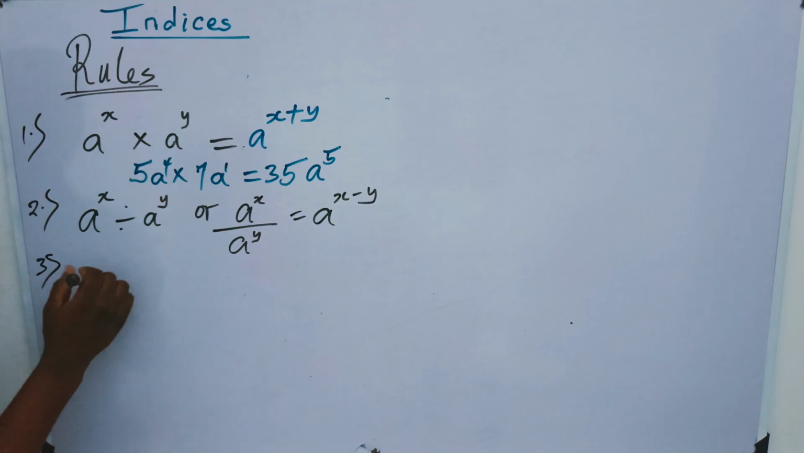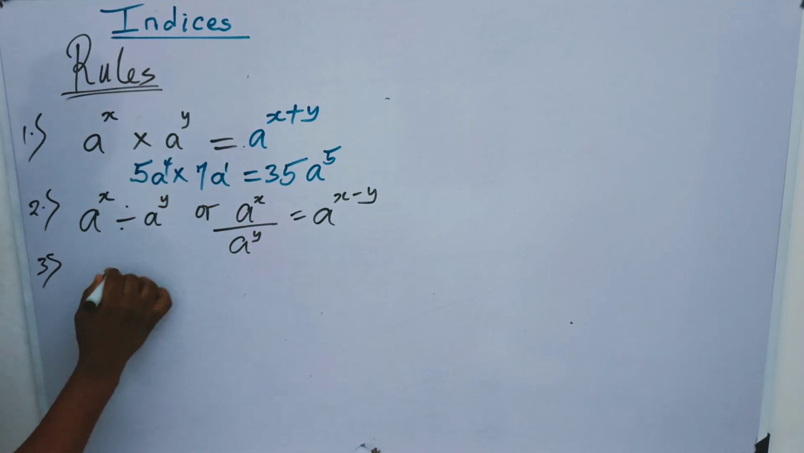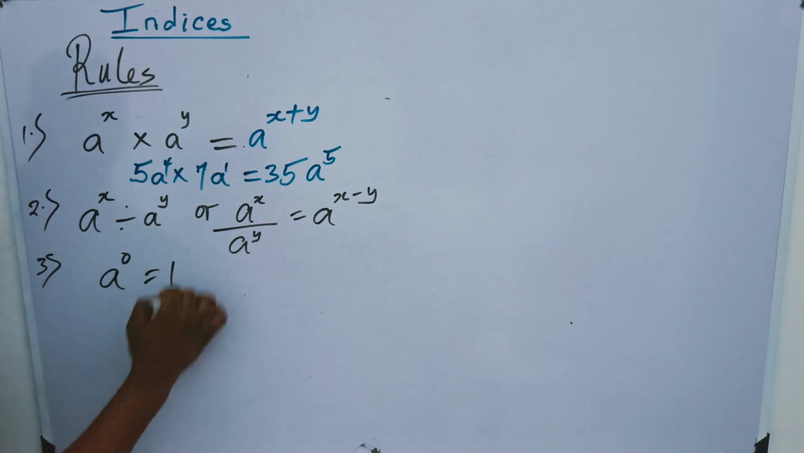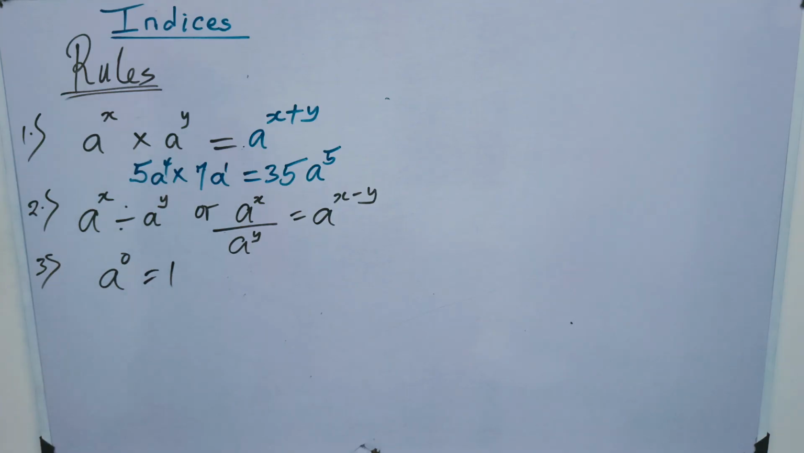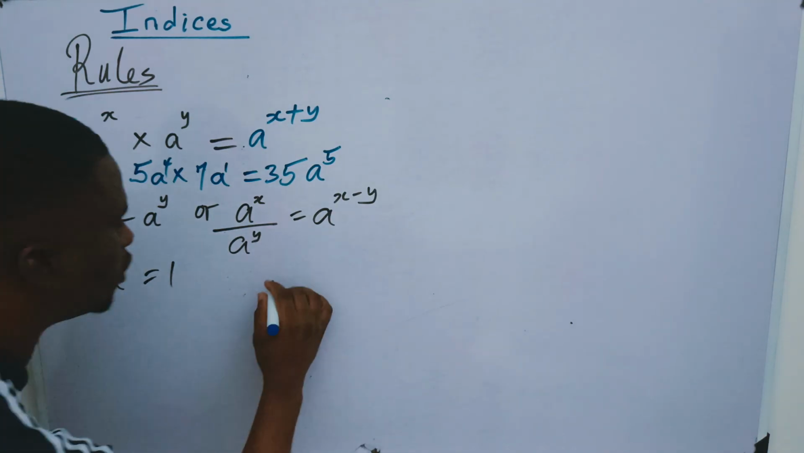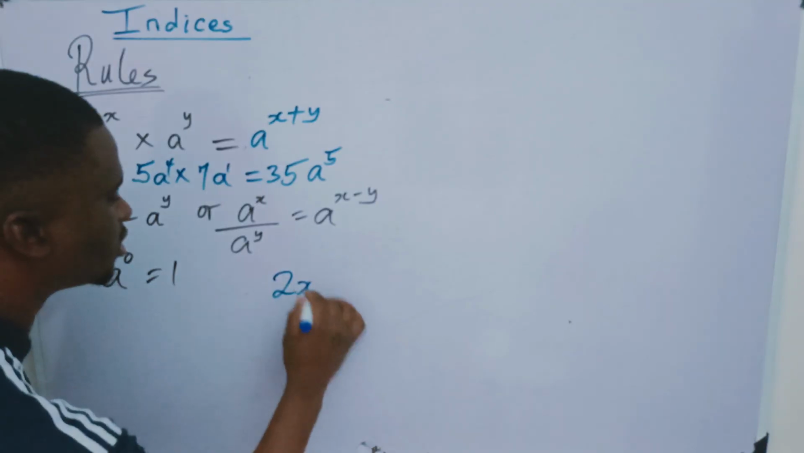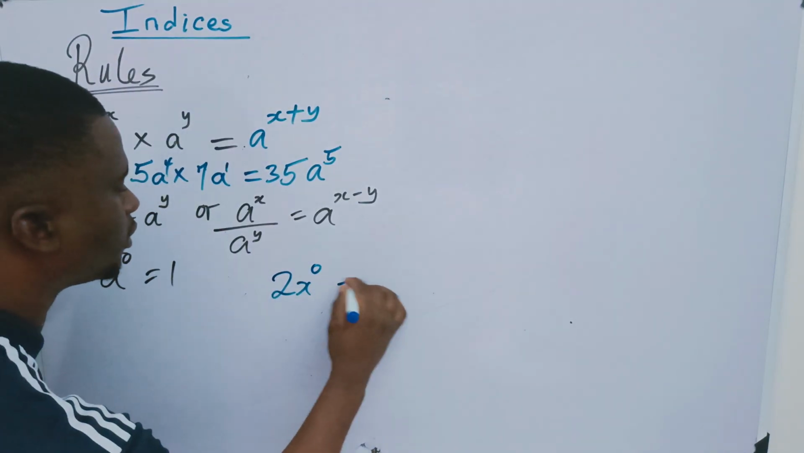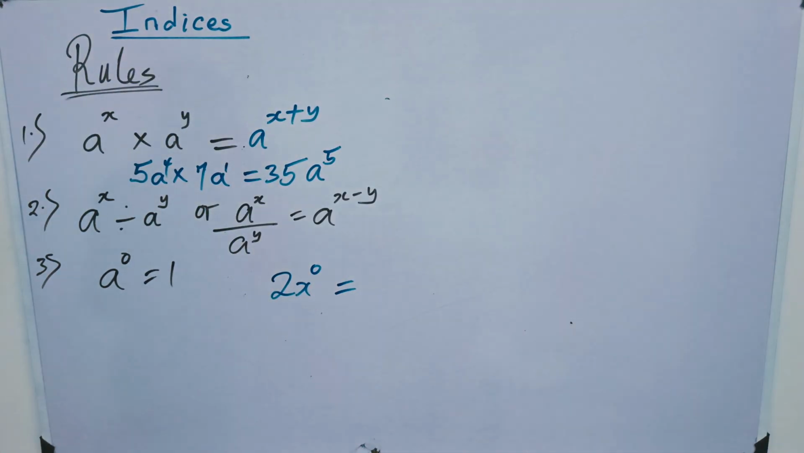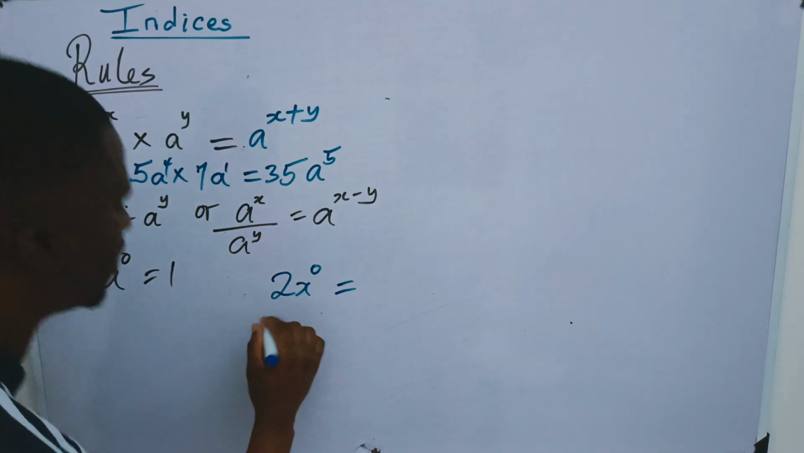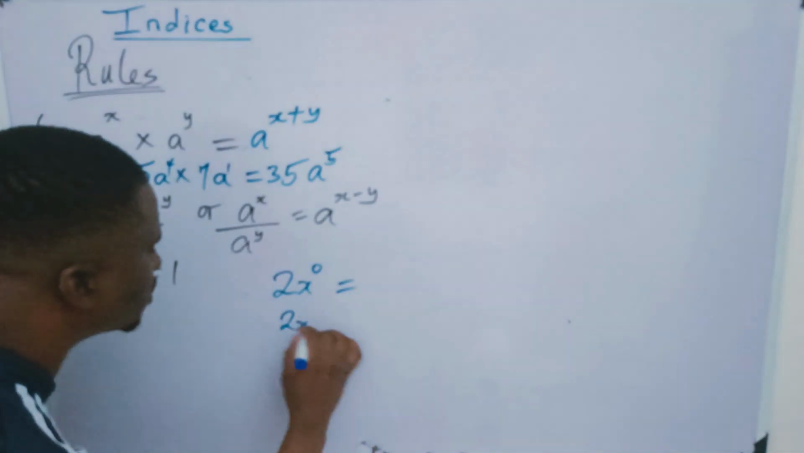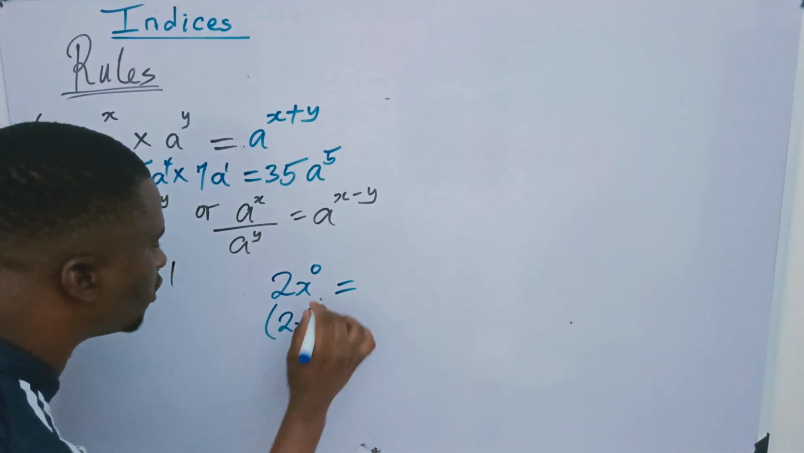Moving on to the next law, which is what I call the zero index. So a raised to the power of 0 is 1. When you raise anything to the power of 0, you have 1. So what do you do here? 2x raised to the power of 0. Now I also have 2x all raised to the power of 0.